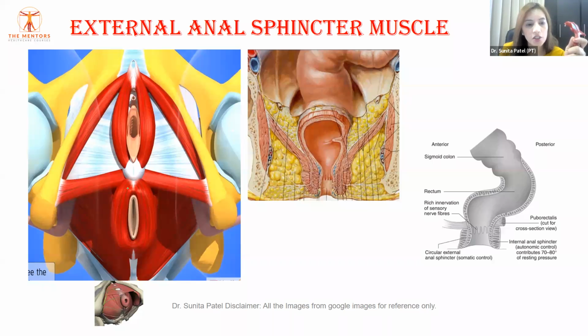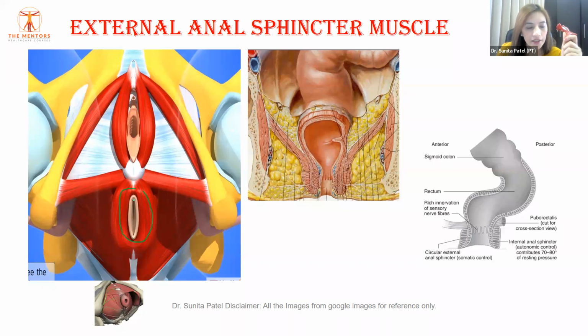Okay, I'll send the PDF. Don't worry, I'll share the PDF. Okay, so this is the muscle, a thick band, very thick. So let's understand the downward part, the external anal sphincter, this one.